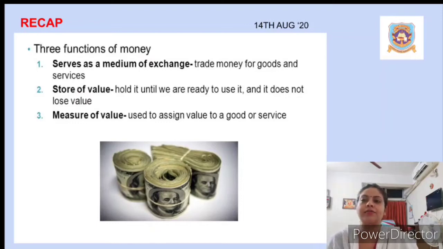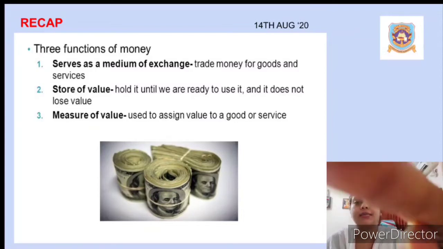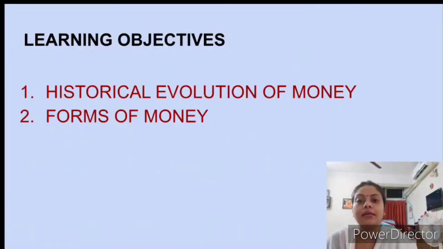In our last class, we discussed the roles and functions of money. We understood that money plays three important roles. The first one is it serves as a medium of exchange. We trade using money. Second, it is a storage of value. It holds the value of a certain thing without losing its essence. Third, it is used to assign a value to a good or service. So these are the various things that we understood, the basic roles that money plays. So let us now understand the learning objectives.